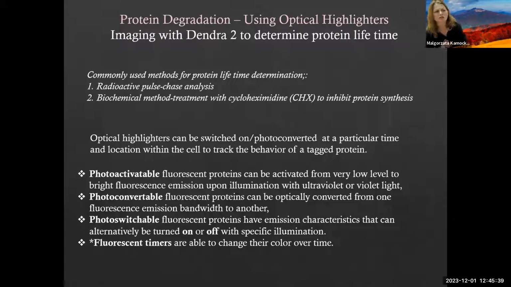Commonly used methods for evaluating protein degradation or half-life are not the best. There is a radioactive method, which requires radioactive labeling, and there are also biochemical methods which are used with cycloheximide treatment to inhibit protein synthesis. Because you block synthesis of all the proteins, cells typically don't do very well. They go into apoptosis, so the technique is not very great.